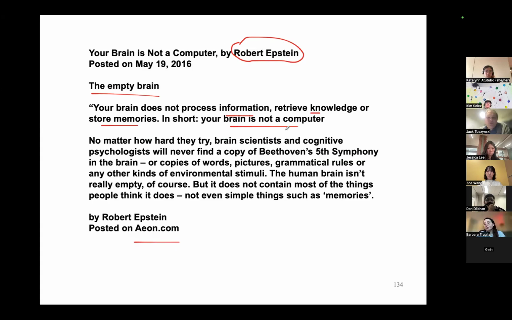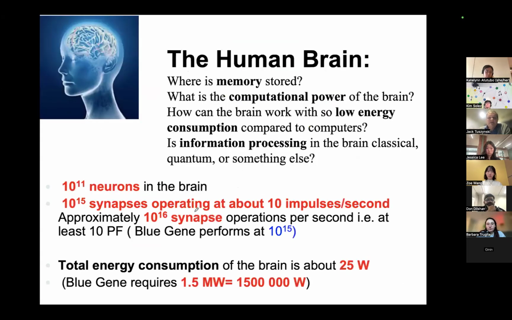And some of these arguments are honestly ridiculous. Like, you will never find a copy of Beethoven's Fifth Symphony in the brain. Of course not. Copies of words. I mean, this is beyond ridiculous. And you know, some questions, of course, are legitimate, but this is not. So let's come down to earth on this and try to address some of it from a physics point of view.